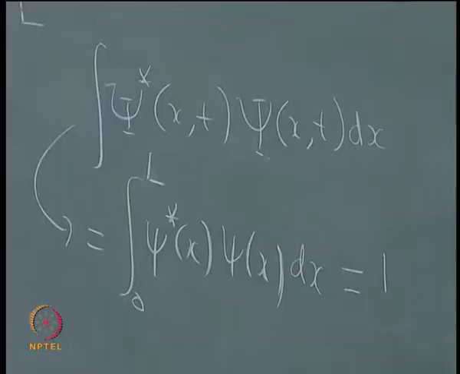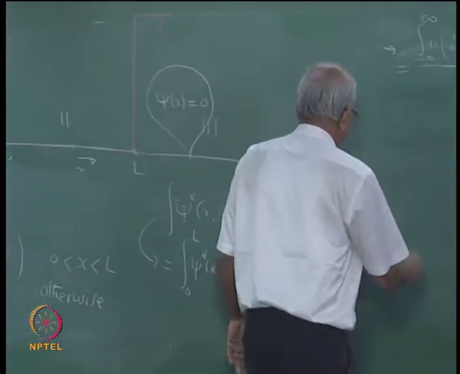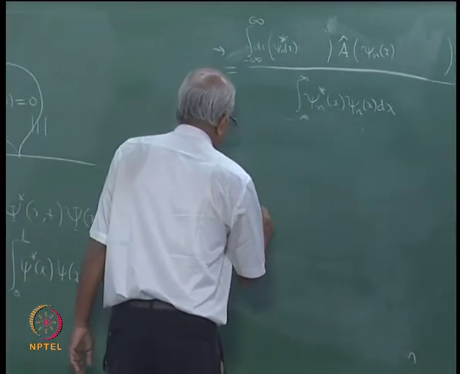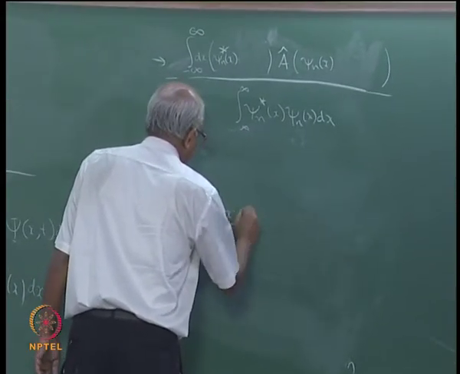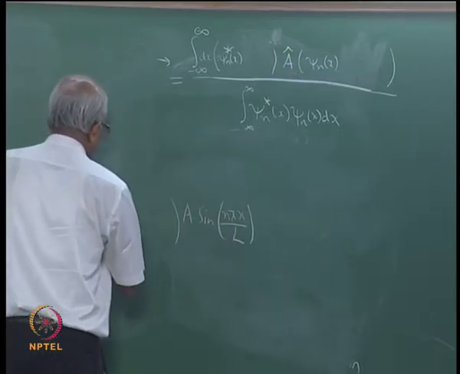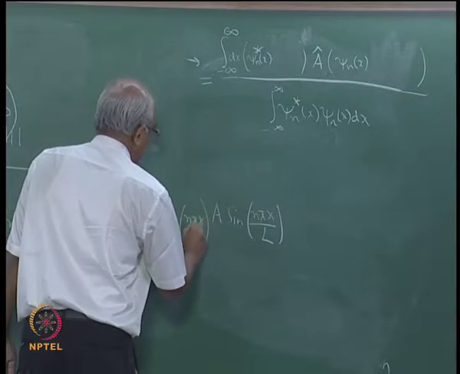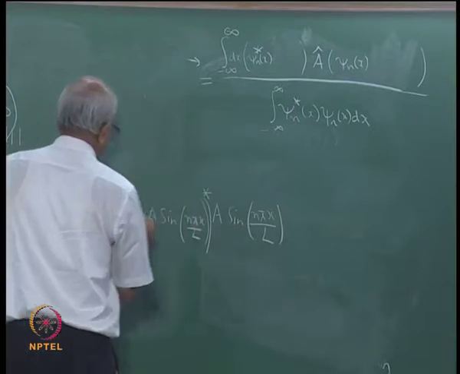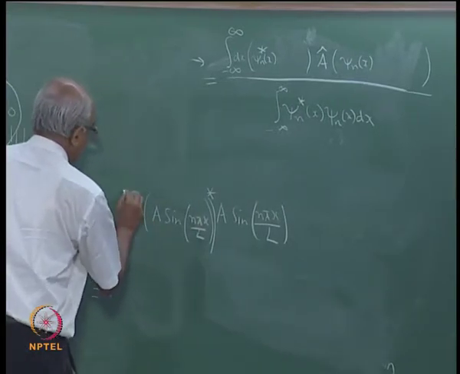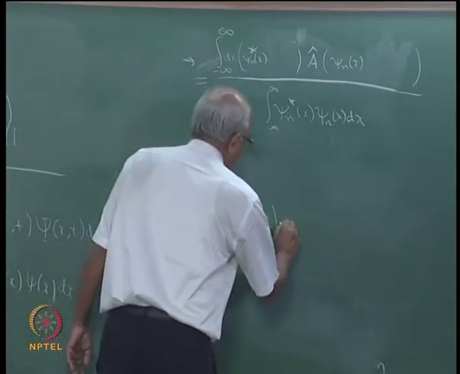But now my function is actually psi of x is equal to A sin n pi x by L. So, I am going to use that in this equation. So, I will get A sin n pi x by L multiplied by psi star and dx, and I will have to integrate from 0 to capital L. This must be equal to 1.